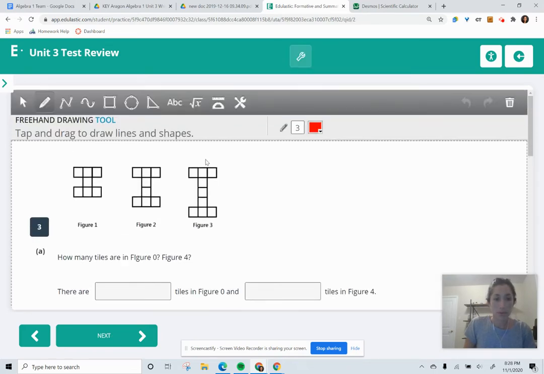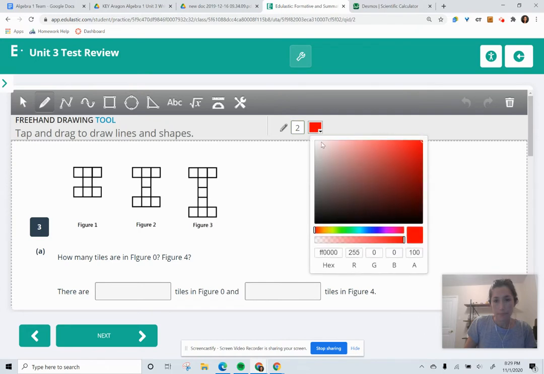All right, we have a new tile pattern here. First thing we want to determine is how many we have in figure 0 and how many we have in figure 4, just like we did in the last problem. So I would first start by counting 1, 2, 3, 4, 5, 6. So we have 6 tiles here. Whoops. Let me scratch pad. And let me make this just a little bit smaller.